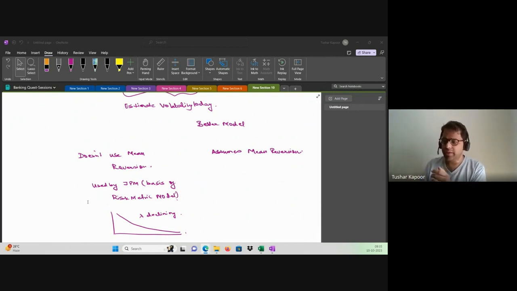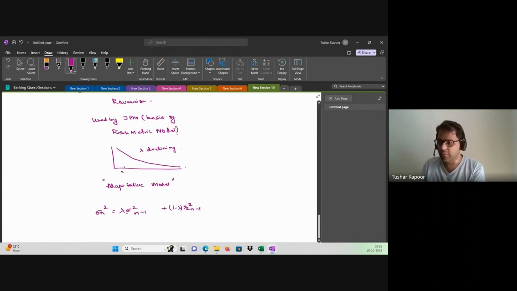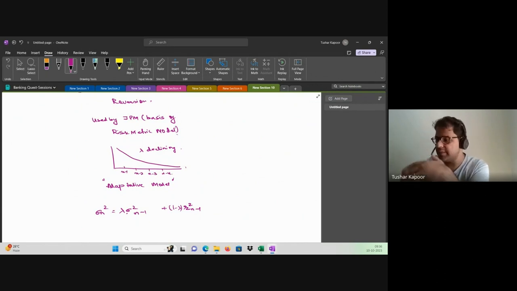I say that the volatility for, let's say, n minus 1 day, n minus 2 day, n minus 3 day, n minus 4 day have losing significance. The further into the past I go, the more backward I'm looking, the lesser the relevance. And that is reflected by this lambda as a declining factor.